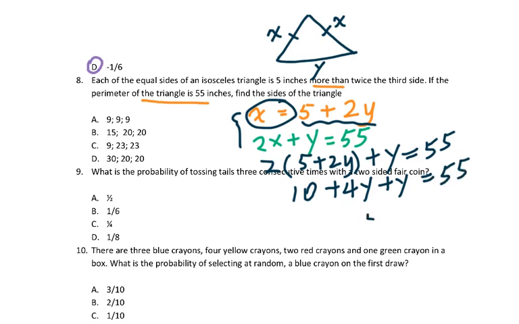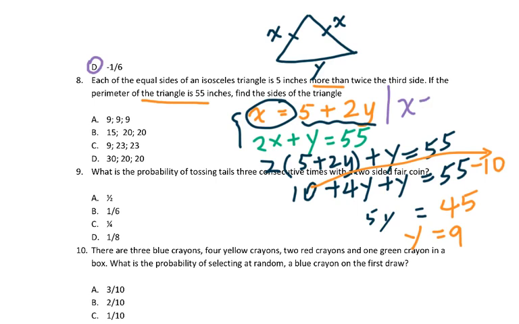Therefore, you will get 5y equals 55 minus 10. You will get 45. Therefore, y equals 9. And x will be, I plug in here, x equals 5 plus 2 times 9. That means 23. Therefore, C will be your answer.